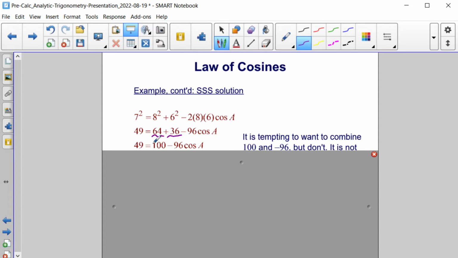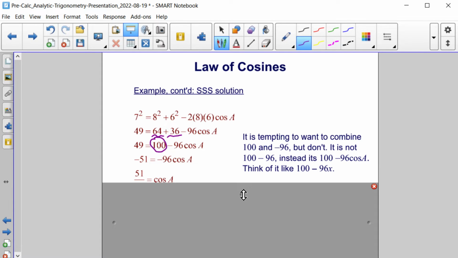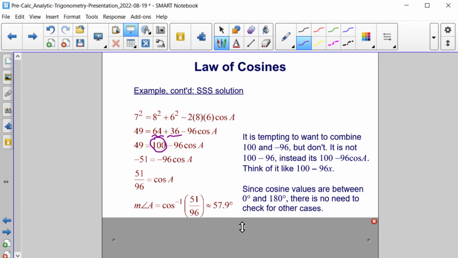And now we need to move the 100 to the other side by subtracting it. And when we do so, we will get negative 51 on the left, and that's equal to negative 96 times the cosine of A. If we divide both sides by negative 96, we will have that positive 51 over 96 is equal to the cosine of A. Now we're going to take the inverse cosine of both sides in order to determine the measure of angle A. When we take the inverse cosine of 51 divided by 96, we end up getting 57.9 degrees for the measure of angle A.